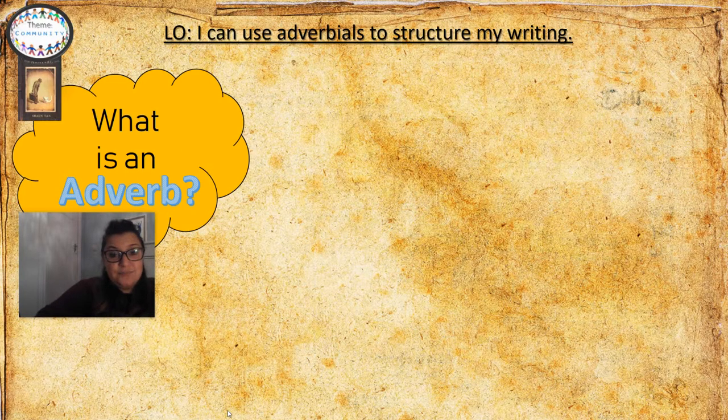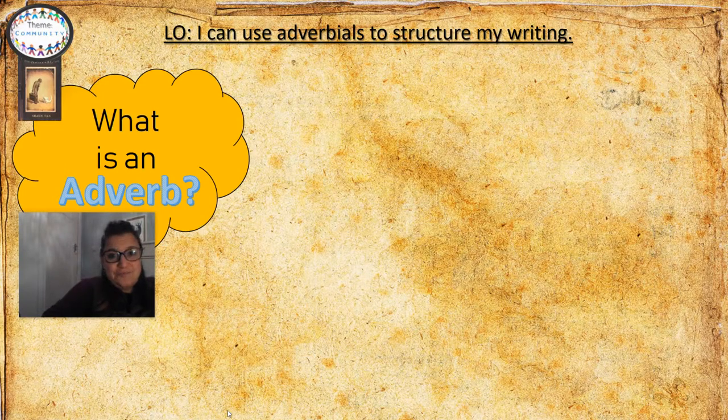So in today's lesson, as we're building our skills to be able to write an informal letter, we're going to have a look at how we can use adverbials to structure our writing. We've already looked at how we can make deliberate word choices. We've looked at how we can include feelings and thoughts and actions. And now we need to be able to order that so that when we write our letter, it makes sense and it flows. We're going to be particularly using adverbs.